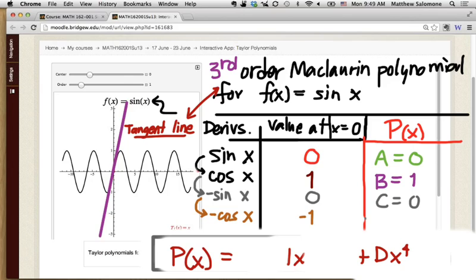Yes, sir. Why is it dx to the fourth? Oh, sorry, it should be x to the third. You're right. That's my bad. There. Yep, x to the third, sorry.